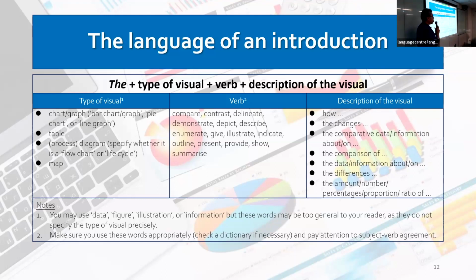You give a short description about what the visual is. As you can see from my example, actually for the whole introduction, one sentence will do. It doesn't have to be very lengthy. So this table is just for your reference in case you are not very confident about the word choices in the introduction.